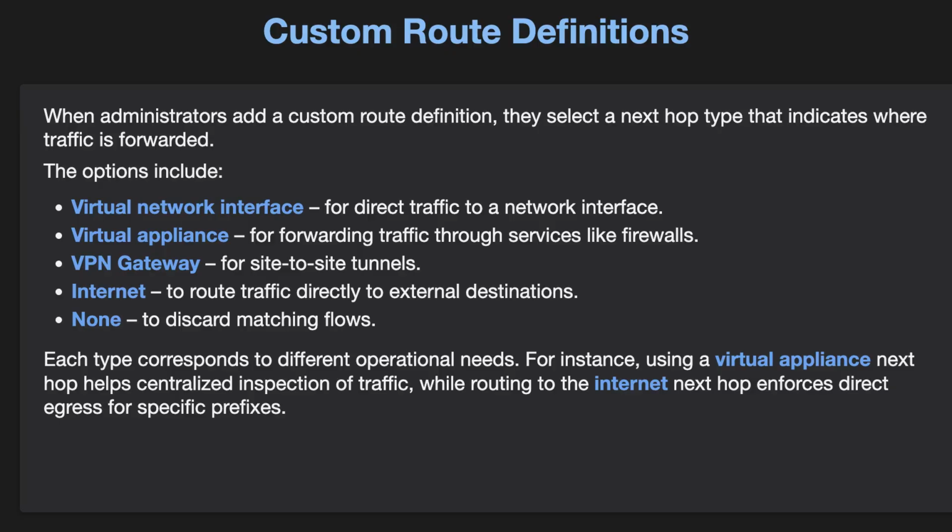When administrators add a custom route definition, they select a next hop type that indicates where traffic is forwarded. The options include Virtual Network Interface for direct traffic to a network interface, Virtual Appliance for forwarding traffic through services like firewalls, VPN Gateway for site-to-site tunnels, Internet to route traffic directly to external destinations, and None to discard matching flows. Each type corresponds to different operational needs. For instance, using a Virtual Appliance next hop helps centralized inspection of traffic, while routing to the Internet next hop enforces direct egress for specific prefixes.